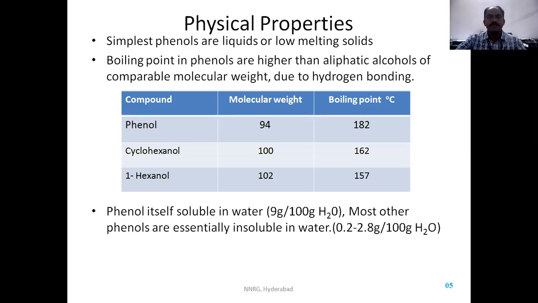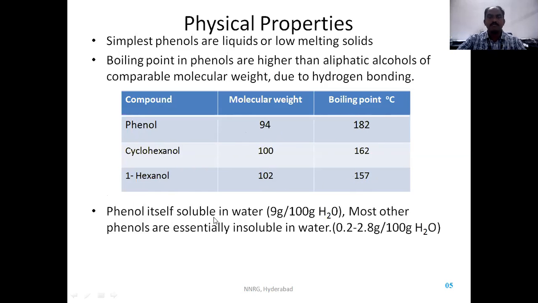So when you compare the boiling point of phenols with other alcohols, see here the molecular weights are almost similar: phenol 94, cyclohexanol 100 and hexanol 102, whereas the boiling point is drastically increased for phenol, that is 182, whereas cyclohexanol, an alicyclic alcohol, is 162, and hexanol, the aliphatic chain alcohol, is 157. So the boiling point of phenols is higher than that of aliphatic alcohols.